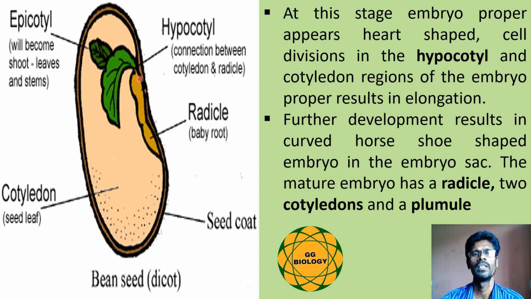Now the embryo consists of the radicle, which is going to develop into the root system, the plumule, which is going to develop into the shoot system, and 2 cotyledons. Thus it contains 2 cotyledons.